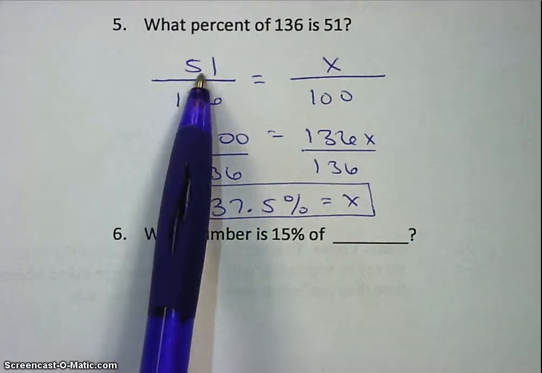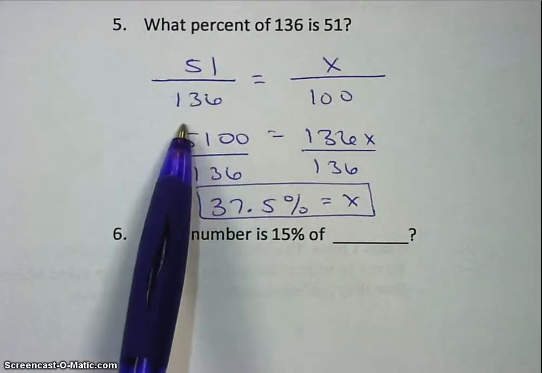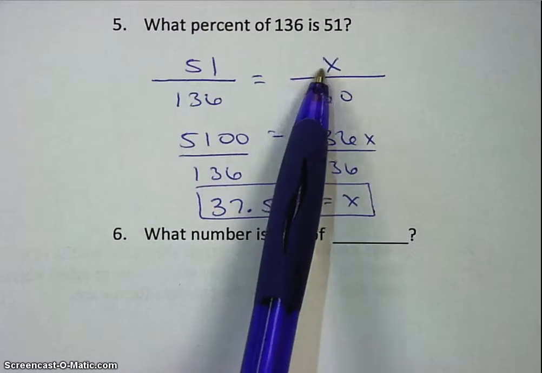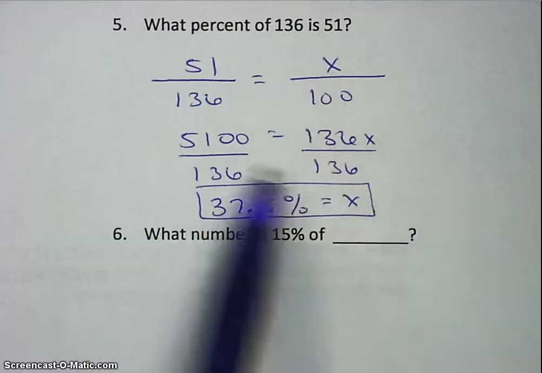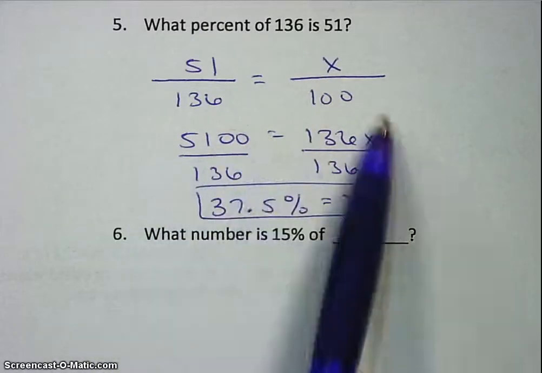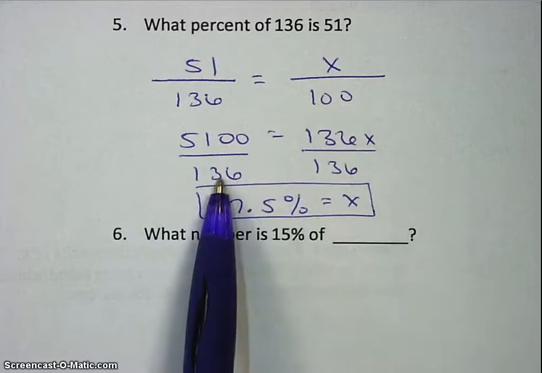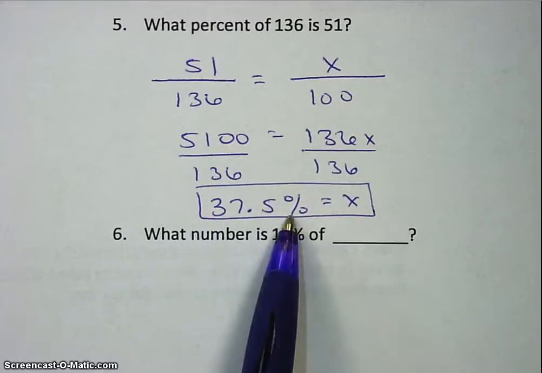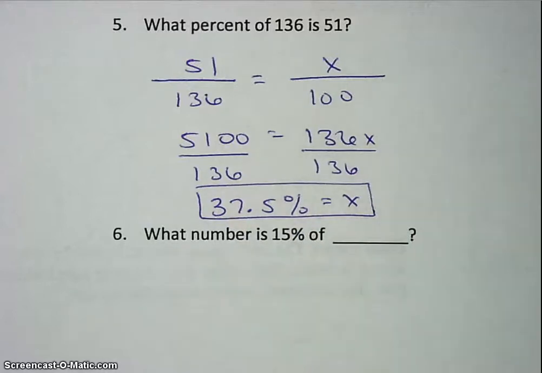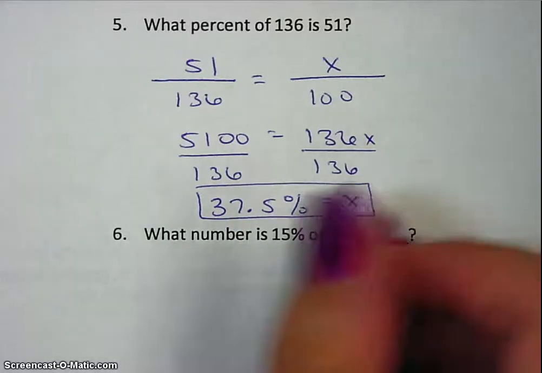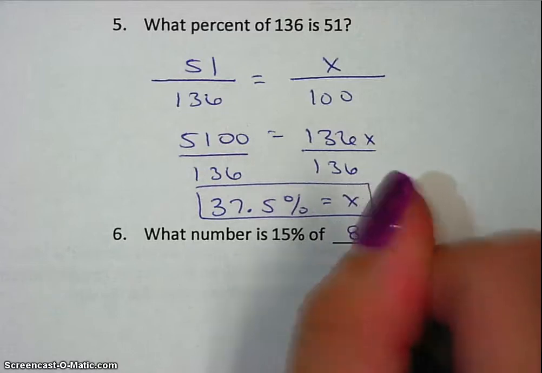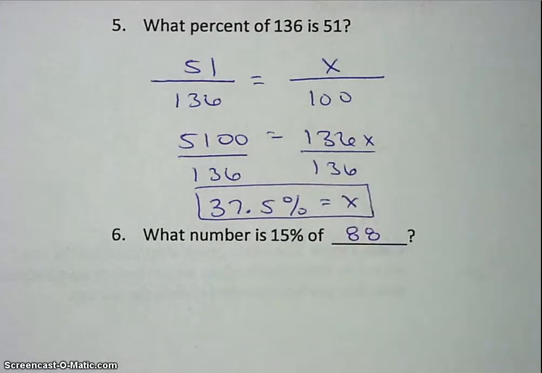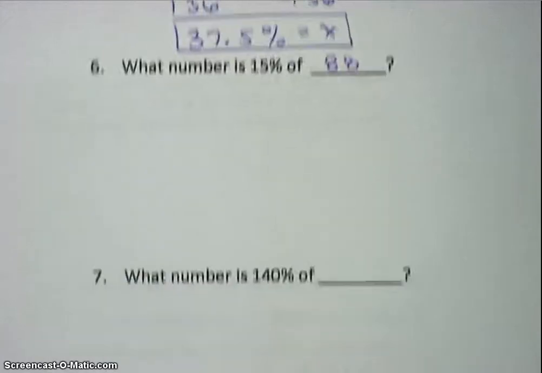Make sure your proportion is set up correctly. 51 is the is, 136 is the of, and we don't know the percent. So percent over 100. Cross multiply, 5100 equals 136x. Divide by 136. Don't forget your percent sign. Make sure you have the percent after 37.5. Alright, go ahead and try number 6 as well. What number is 15% of 88? Take a minute, pause the video, do this problem on your own. When you're ready, turn the video back on.